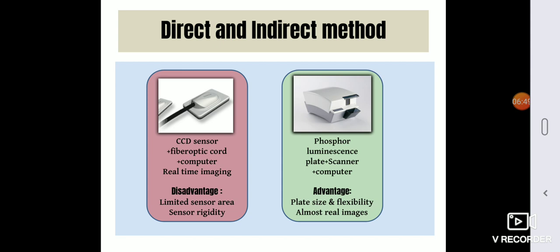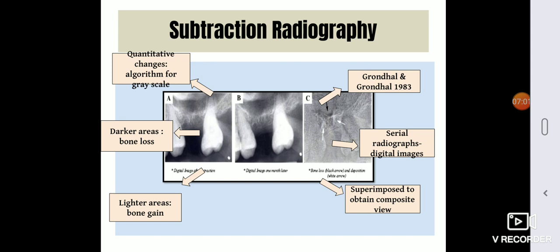Now digital radiography is in a state of rapid development, and the sensors as well as the computer software and the hardware are constantly modified and improved. So one such improvement is subtraction radiography. This technique is well established in periodontal diagnosis, and it was introduced in 1983 by Grondahl and Grondahl for periodontal diagnosis, and Jeffcoat in 1992 used this for the determination of periodontal disease progression.